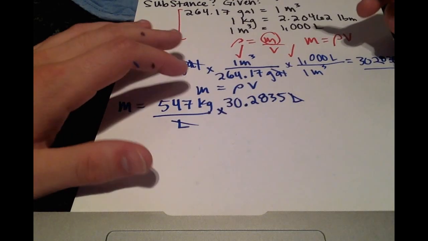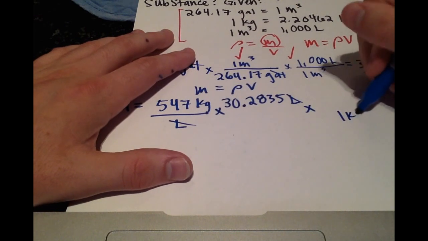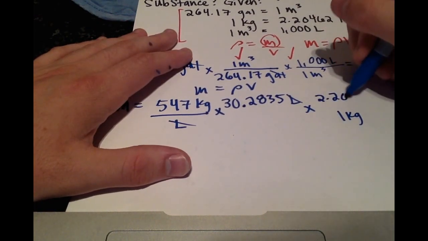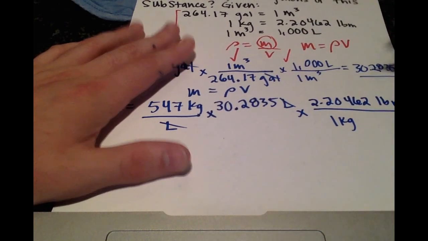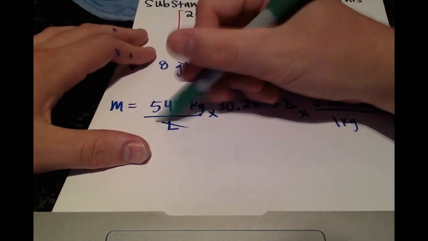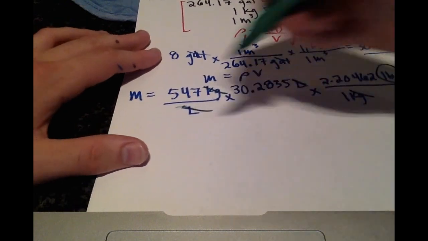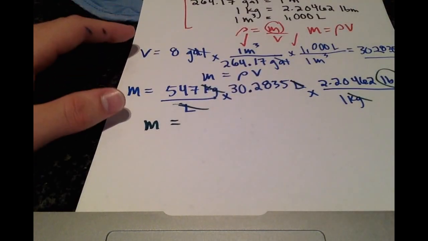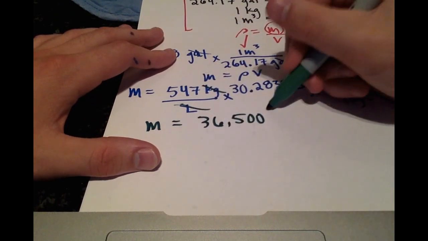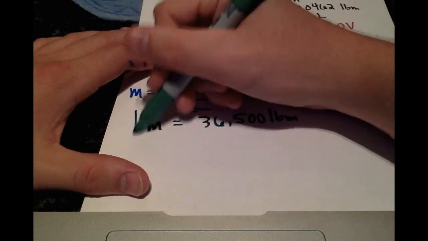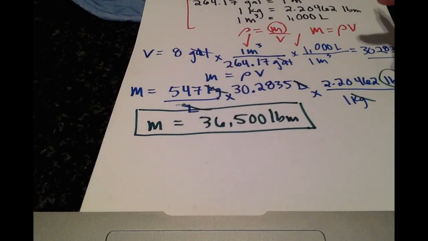Okay, so if we left this as it is, we'd get our mass in kilograms, but we want it in pound mass, so we have to convert kilograms to pound mass, and we do have a conversion for that. 1 kilogram is equal to 2.20462 pound mass. And you can see the units all cancel out nicely, and we get our final answer in pound mass. So multiplying all this out, we get a mass of 36,500 pound mass. And I chose to round to 3 significant figures.